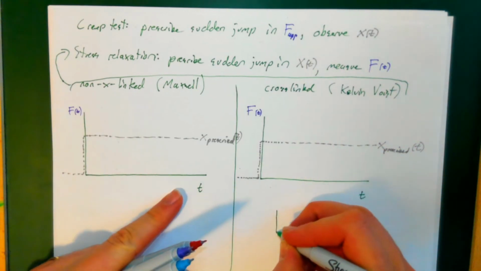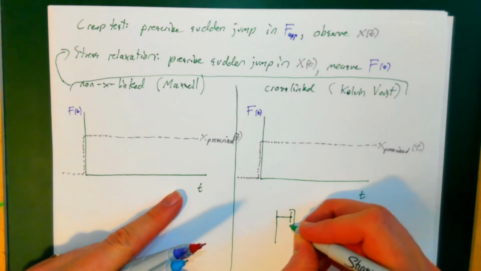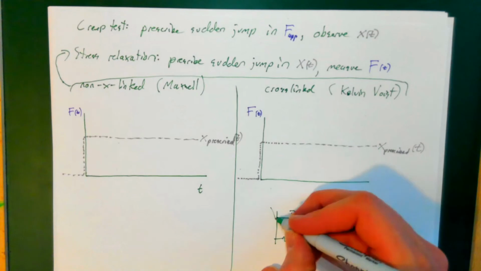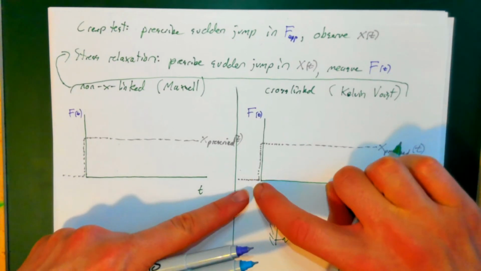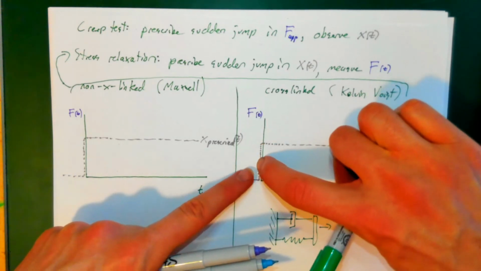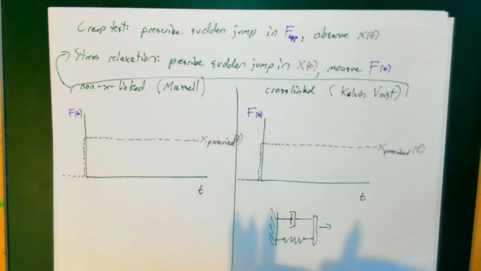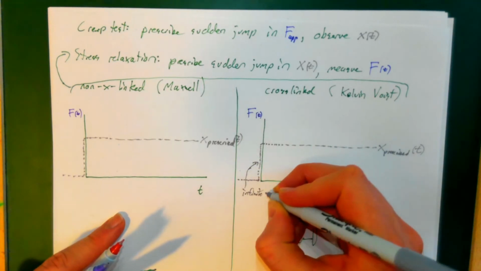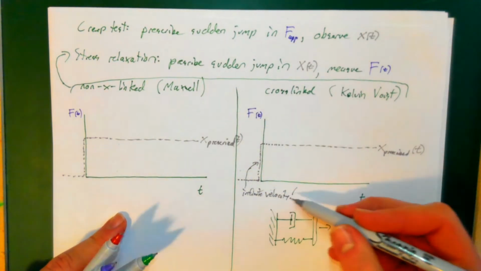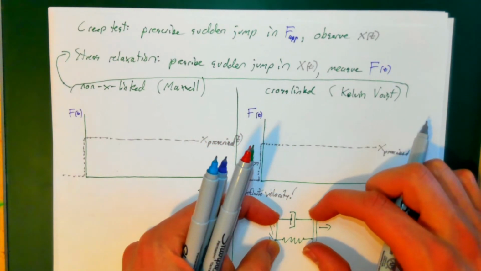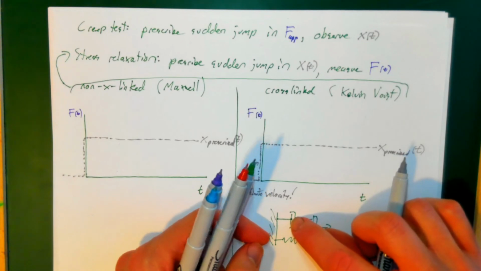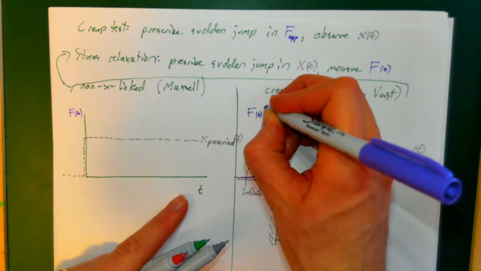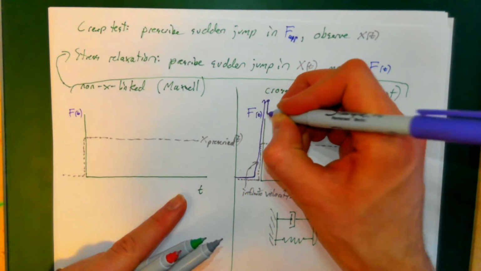So if you remember, the cross-linked Kelvin-Voigt model is basically the dashpot and the spring translating together attached to a solid wall. So the tricky thing here is during this sudden motion right here, this is essentially infinite velocity. And in order to take this dashpot and instantly stretch it out with an infinite velocity, the force that I'm measuring right at this moment goes up to infinity.